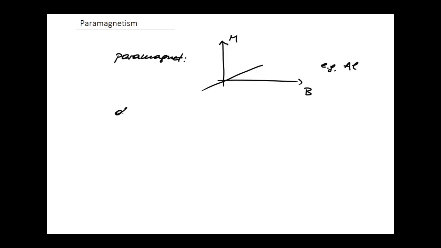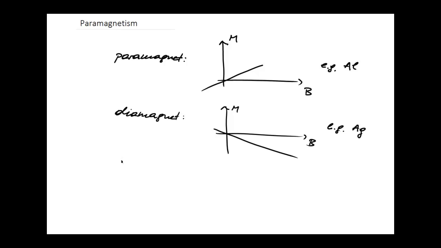Then there's the diamagnet, which has the property that the magnetization will have the opposite sign. It will anti-align with the external magnetic field. One example for that is silver.